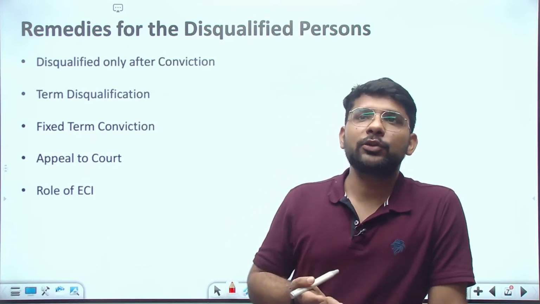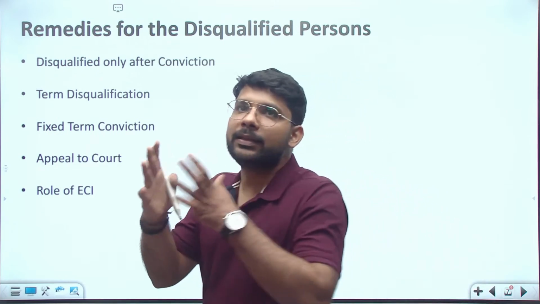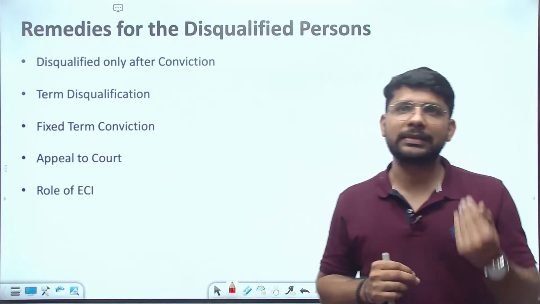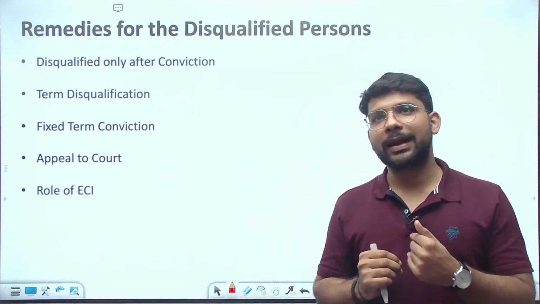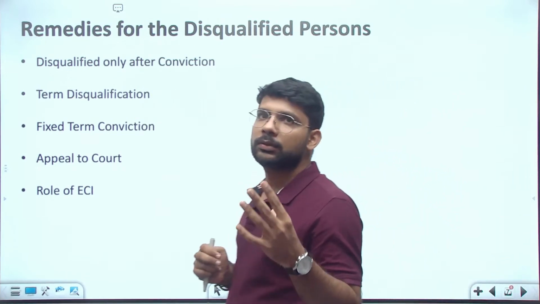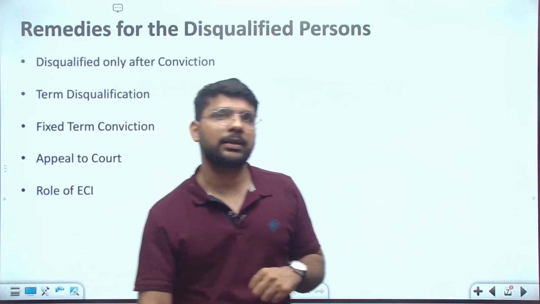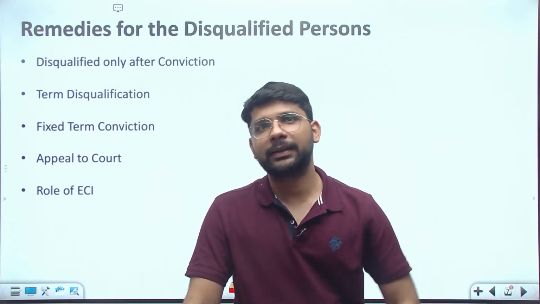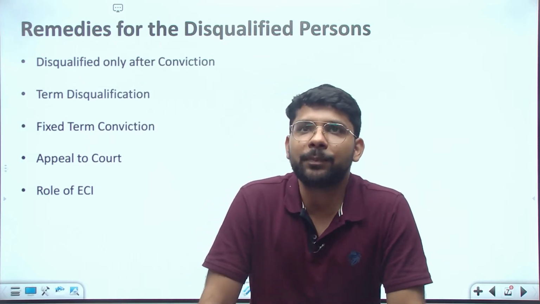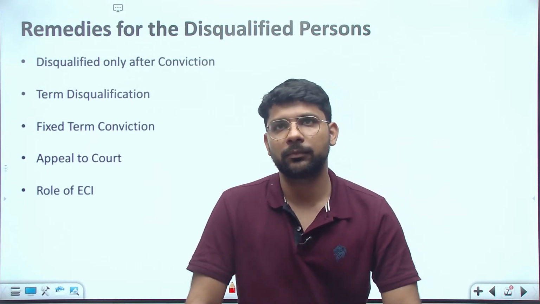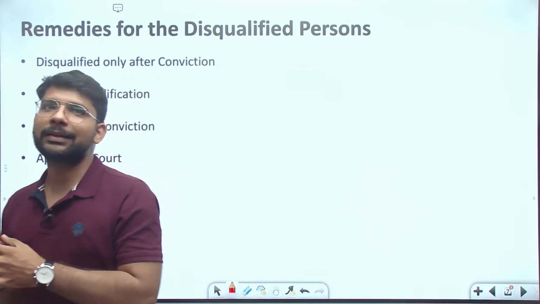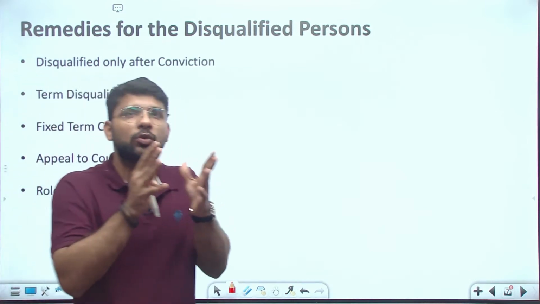Now come to the conclusion part. What will you write in the conclusion? You can write both sides of the RPA. You will write the positive aspect of the RPA. The RPA of 1951 was introduced to control corrupt practices, control criminal practices, and the criminalization of politics. To some extent, it was successful. But in some other cases, the RPA is not successful.